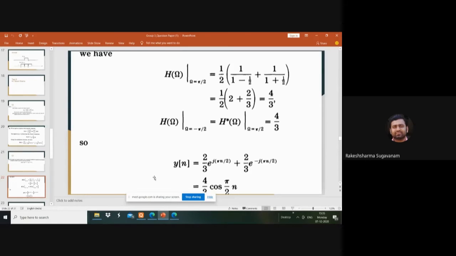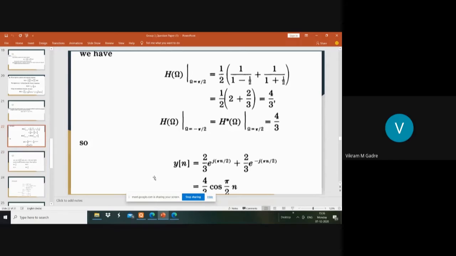So writing y of n, simply substituting the formula y of n equal to modulus of h of omega into x of n. So it is 2 by 3 into e power j pi n by 2 plus 2 by 3 e power minus j pi n by 2. We are substituting the value of omega as pi by 2 and minus pi by 2 and calculating it as 4 by 3 and 4 by 3. So this is the overall value of the frequency response at that frequency point, and you've applied it. Very nice, very good.